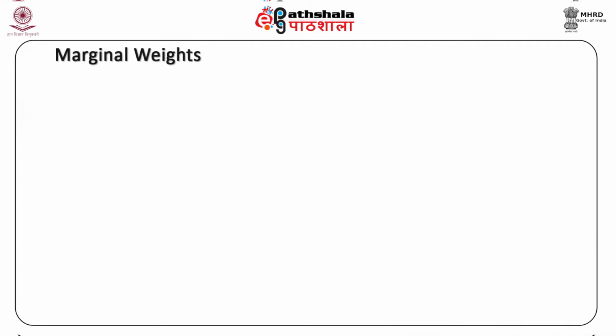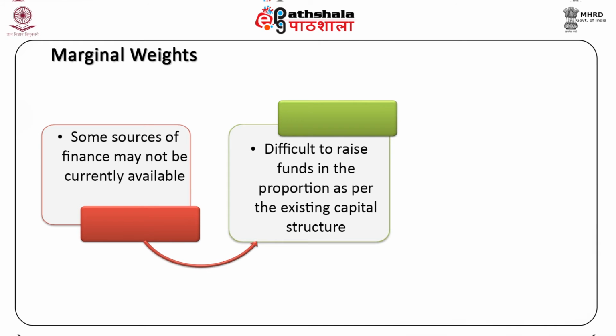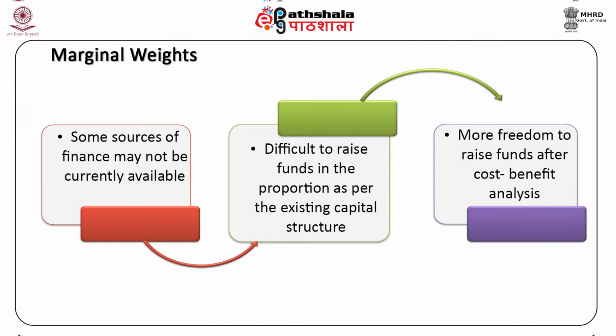The features justifying marginal weights system are: the firm may be using some source of finance in its existing capital structure which may not be available currently. So there is no use of including its weight for calculating the WACC. It is practically very difficult for the firm to raise the additional funds in the same proportion as employed in the existing capital structure. This will give more freedom to the finance manager to raise funds after analyzing the costs and benefits associated with different sources of finance.